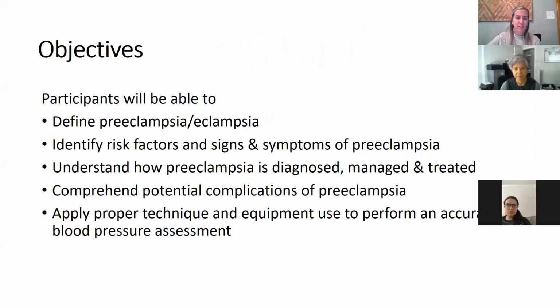So different objectives by the end of the hour. I hope that you can use this as a checklist. It is essentially to be able to say that you can define preeclampsia or eclampsia, identify risk factors and signs and symptoms of preeclampsia, understand how it's diagnosed, managed, and treated, comprehend potential complications of preeclampsia, and then apply the proper technique and equipment use for accurate blood pressure assessment, which I'm hoping this last one you guys can probably do in your sleep, right?